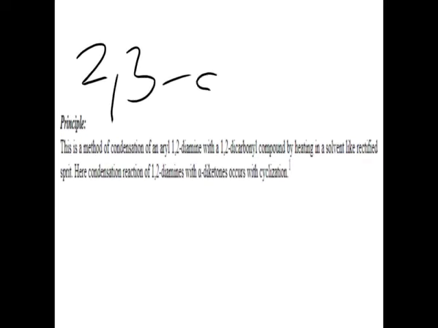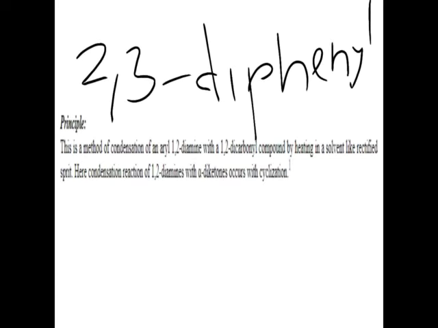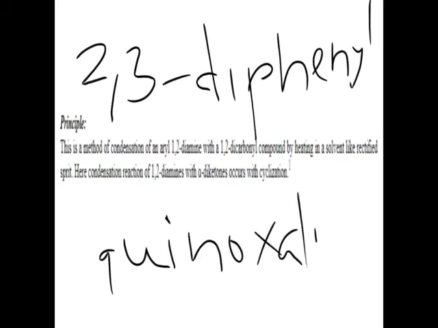2,3-diphenylquinoxaline. Okay, so that is the synthesis of 2,3-diphenylquinoxaline.